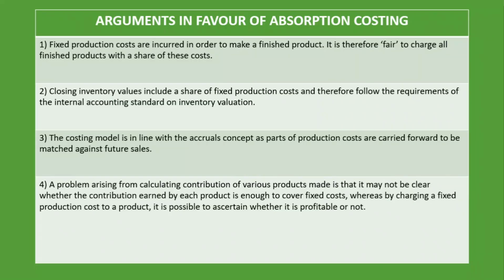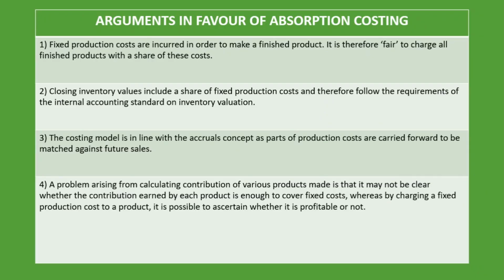And the fourth argument is that a problem arising from calculating contribution, which we do in marginal costing, of various products made, is that it may not be clear whether the contribution earned by each product is enough to cover the fixed costs. Whereas by charging a fixed production cost to a product, as we do with absorption costing, it is possible to ascertain whether it is profitable or not. So these are some of the arguments that would be in favor of absorption costing.